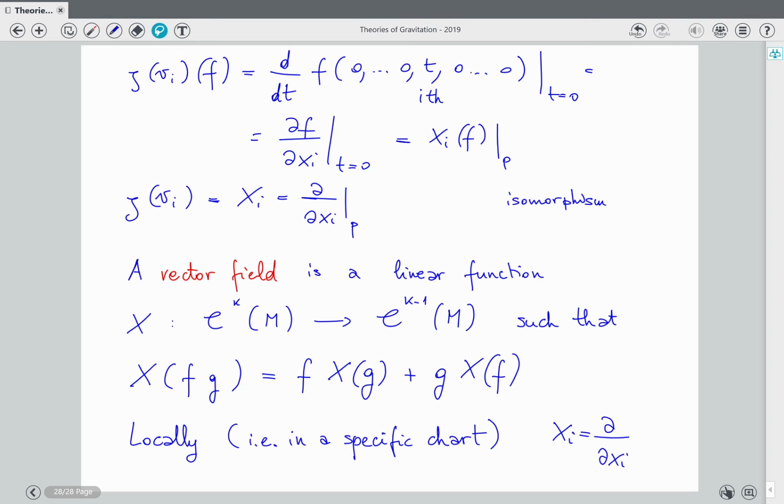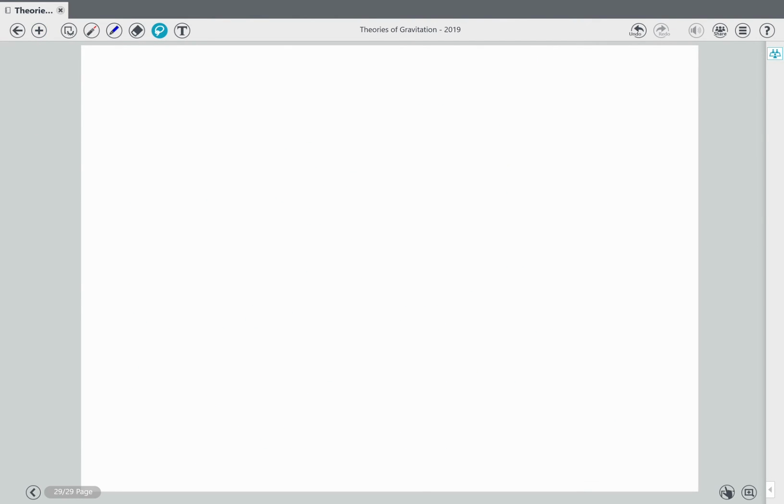And any x will be a linear combination of those. So the coefficient will depend on the point P. So that's what the vector field looks like in a single open set.